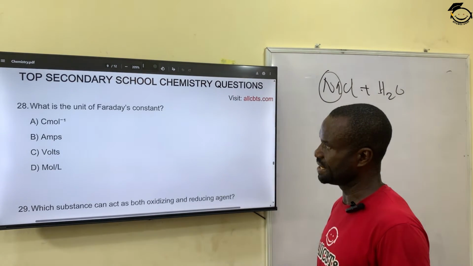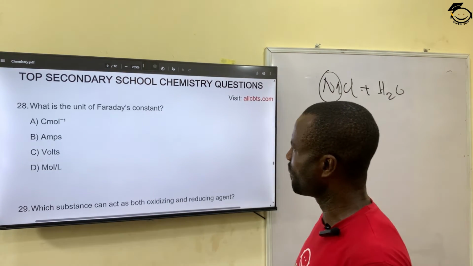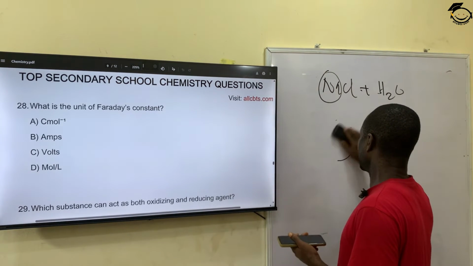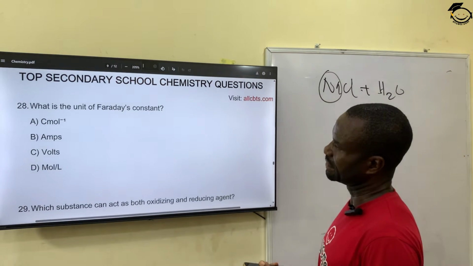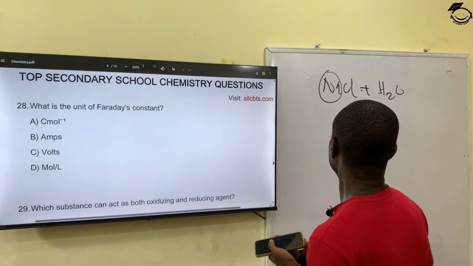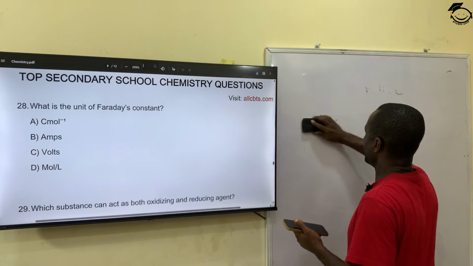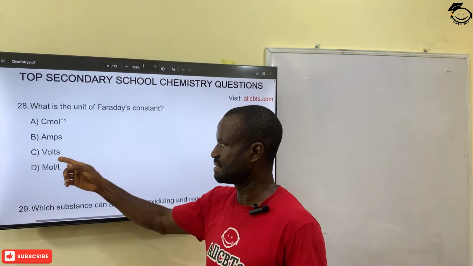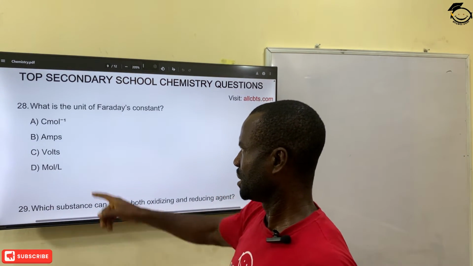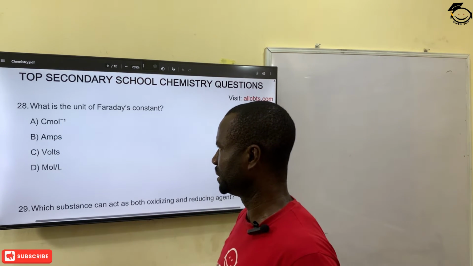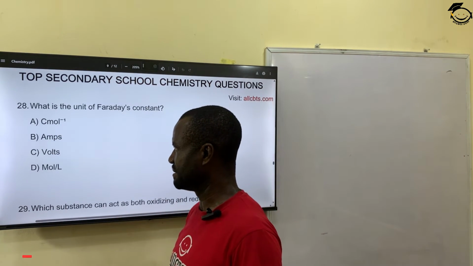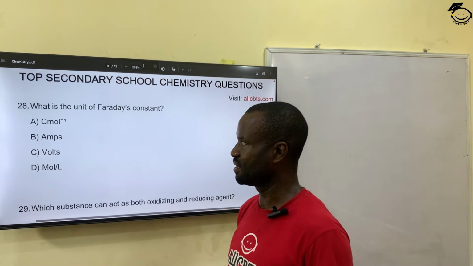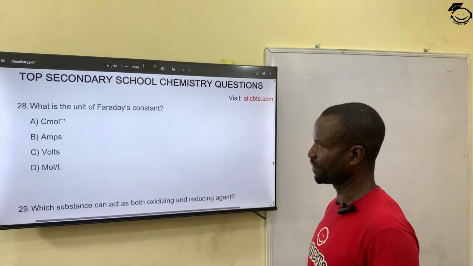Number 28. What is the unit of Faraday's constant? Michael Faraday has a constant called the Faraday, and 1 Faraday is 96,500 coulombs. So the unit is coulomb per mole. A, coulomb per mole. B, amperes. C, volts. D, mole per liter. The correct answer is coulomb per mole, which is A. All right.